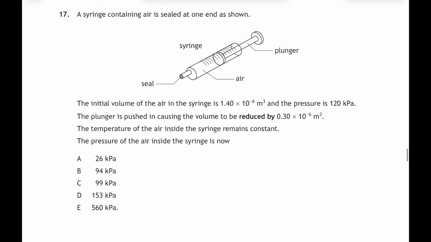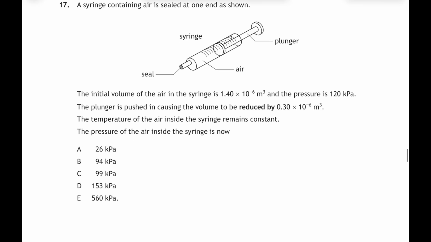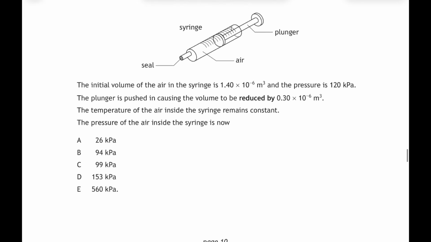Question 17. A syringe containing air is sealed at one end as shown, and the initial volume of the air in the syringe is 1.4 times 10 to the minus 6 cubic meters, and the pressure is 120 pascals. The plunger's pushed in, causing the volume to be reduced by 0.3 times 10 to the minus 6 cubic meters. The temperature stays the same, and we have to work out the new pressure inside the syringe.